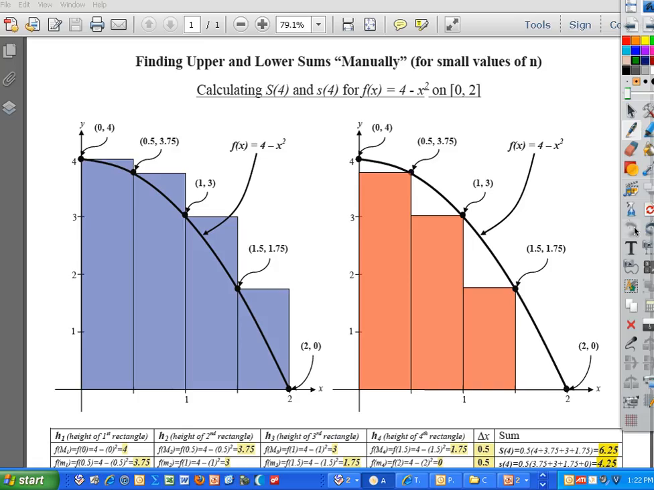Another way of saying that would be the width of the interval divided by the number of rectangles gives us the width of an individual rectangle. So in this case, 2 divided by 4 rectangles, 2 over 4 is 1/2. That's going to be important to us. We're going to call that delta x. That's going to be the width of our rectangles, and that's going to be our formula for finding it: the width of the interval divided by the number of rectangles. But we'll get there shortly.